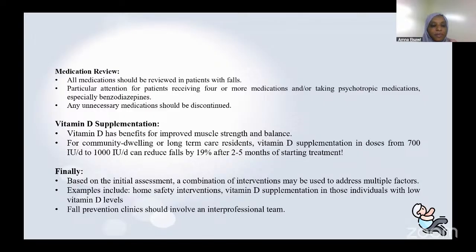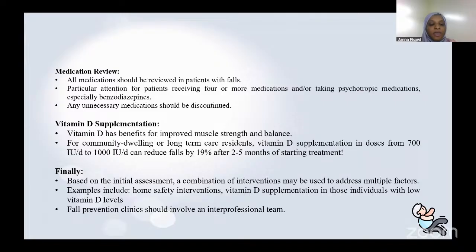Finally, based on the initial assessment, a combination of interventions can be used to address multiple risk factors. Examples could include home safety intervention, vitamin D supplement, as I said earlier, and so on.